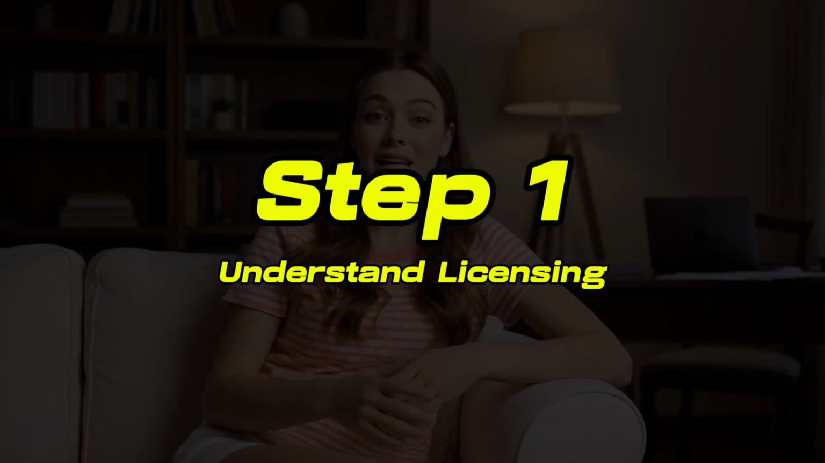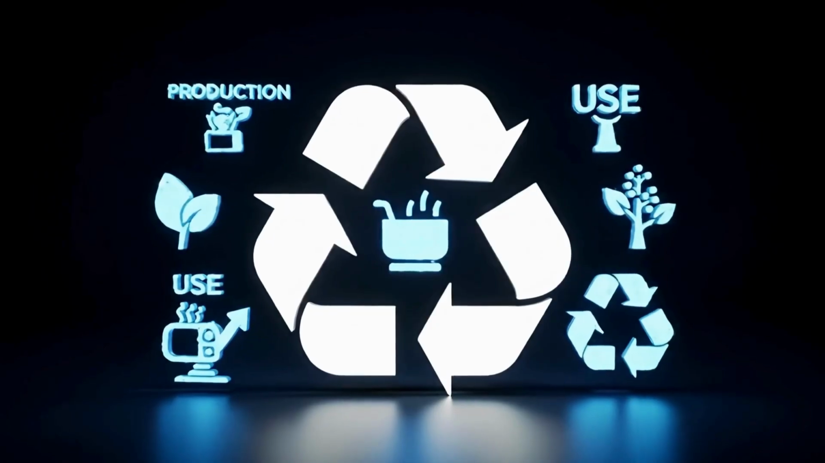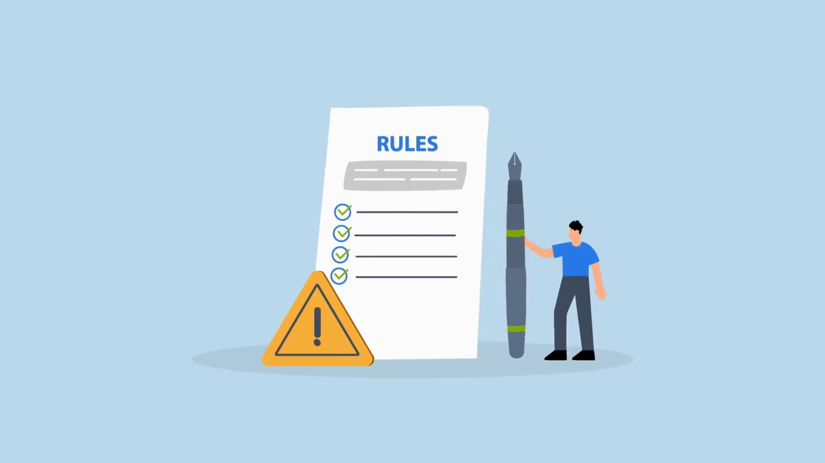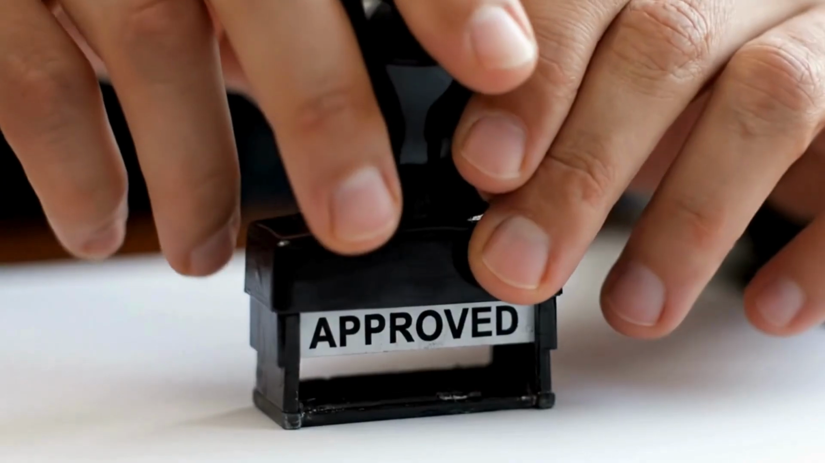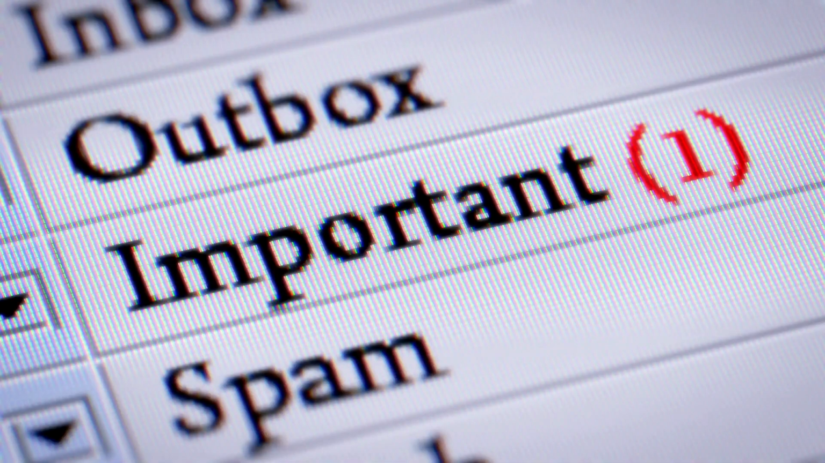Step 1. Understand licensing. Licensing is when you let someone use your digital product under certain rules. You still own your product. You're just giving permission to use it. And the important part is that they pay you for that permission. So instead of trying to make one sale at a time, you let your product earn in more than one place and in more than one way.